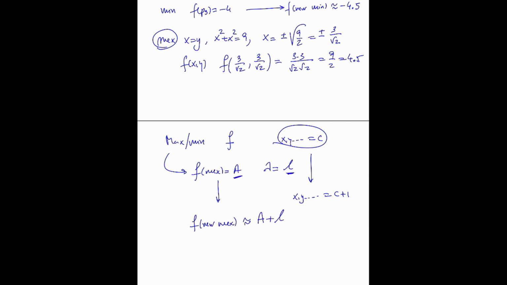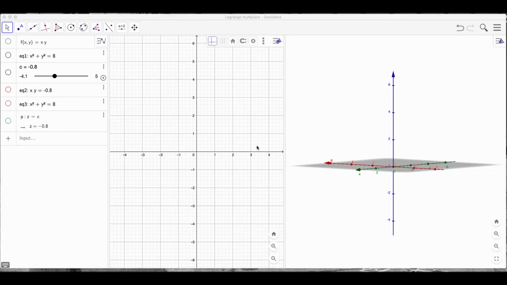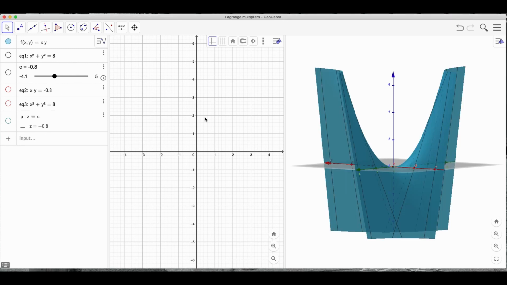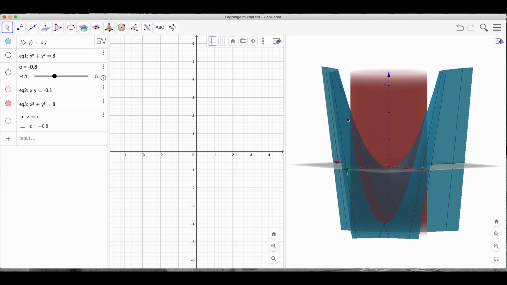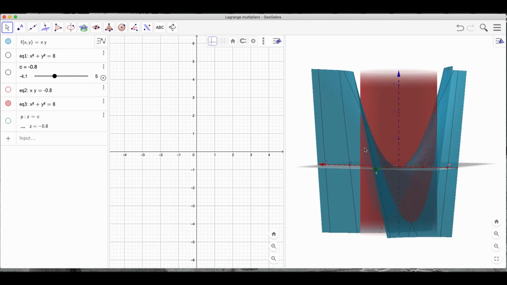Let's see this with GeoGebra. The problem which we just did with the tablet, we can look at in GeoGebra. We wanted to maximize or minimize this function subject to the restriction x squared plus y squared equals 8. Let's put that restriction in 3 dimensions. It's a cylinder, and this point here around the 4 is the maximum, and below we have the minimum.